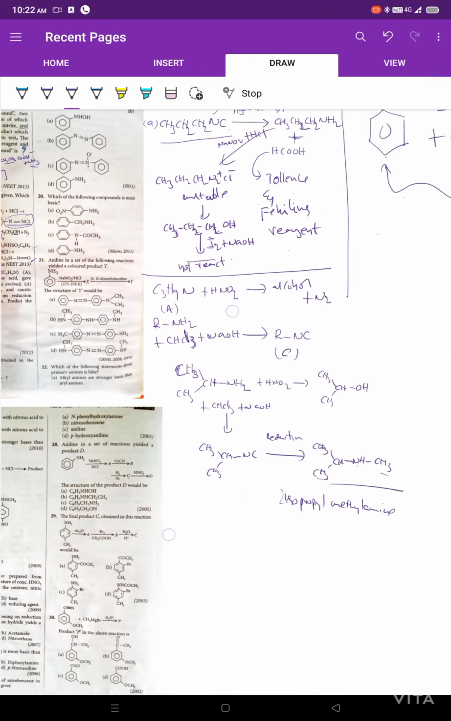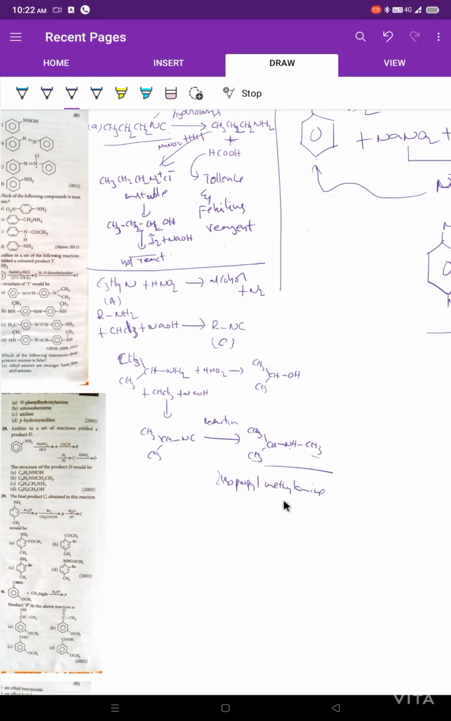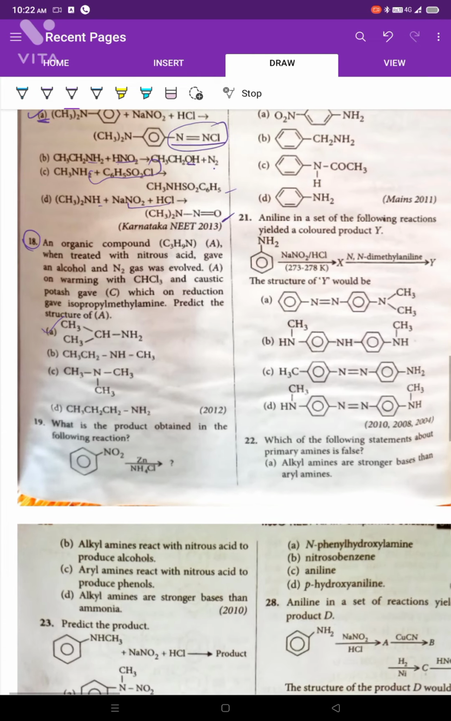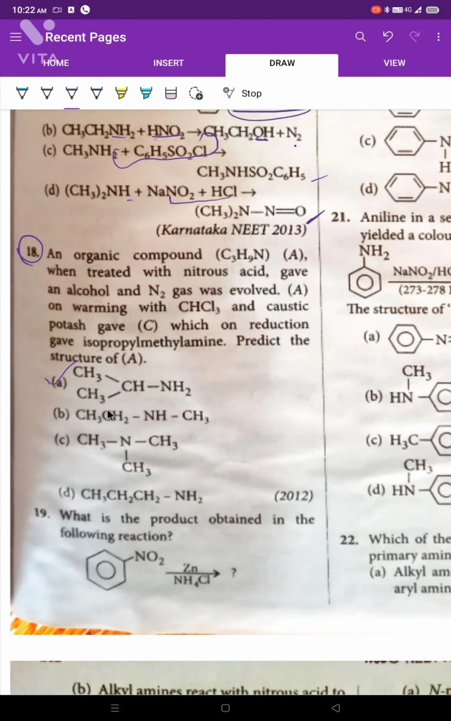Isopropyl methylamine we got. If option A is this one, then you can get this type of product. So the answer is A. This only gives the reduction product isopropyl methylamine. Okay, next let us focus on question number 19.